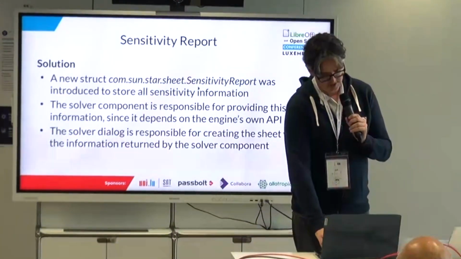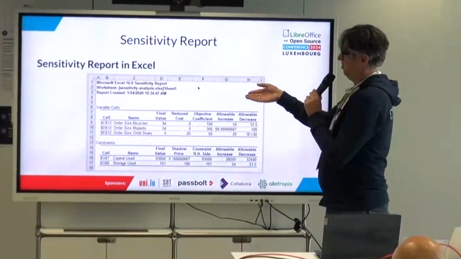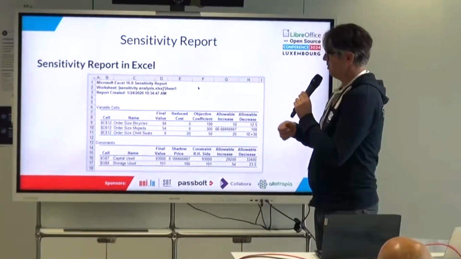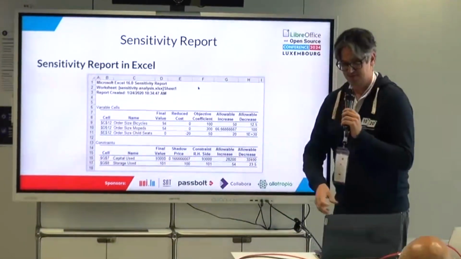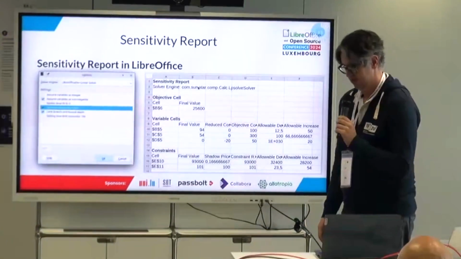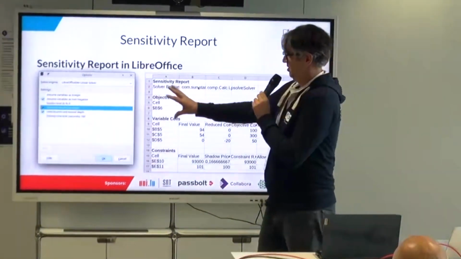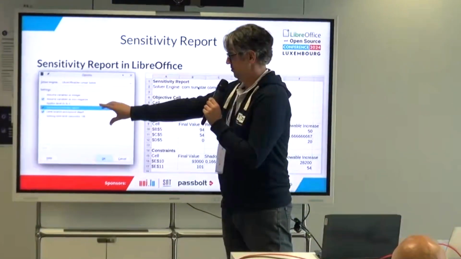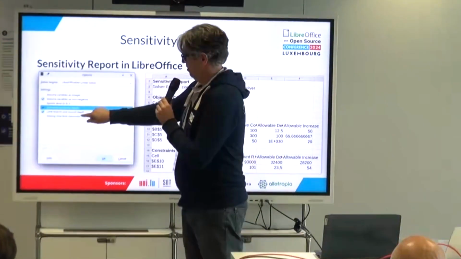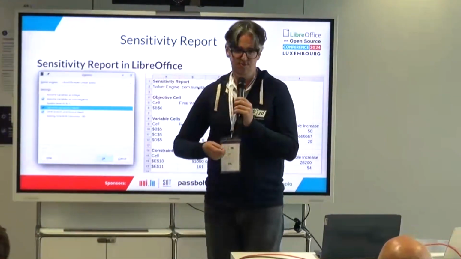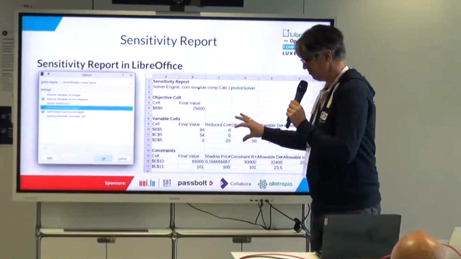So here, let me show you this. This is the sensitivity report in Excel. I was trying to follow the same structure. And now this is the sensitivity report in LibreOffice Calc. Okay, so the idea here is that we now have a new option in the options dialog of the solver. There is this option, generate sensitivity report, so we check it, and as soon as the model is solved, the sensitivity report is shown like this.